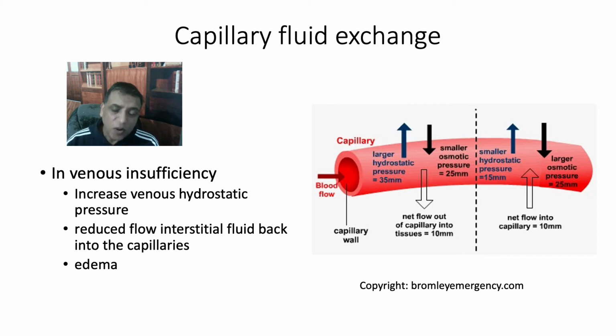Now, what happens in chronic venous insufficiency? We're going to use chronic venous insufficiency as an example of edema. In chronic venous insufficiency, there's increase in hydrostatic pressure in the venous system. And some of this hydrostatic pressure is transmitted to the venous end of the capillaries. So as this hydrostatic pressure is now higher, let's say it goes from 15 to 20 millimeters of mercury, but the osmotic pressure is 25.